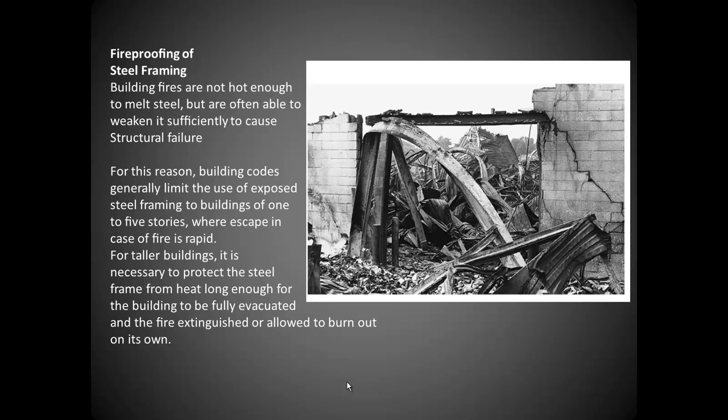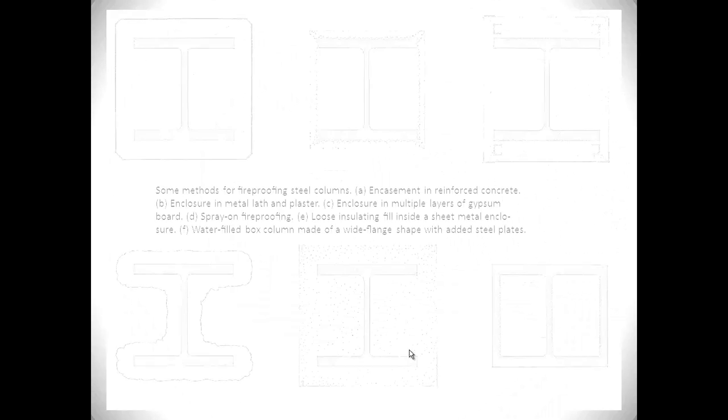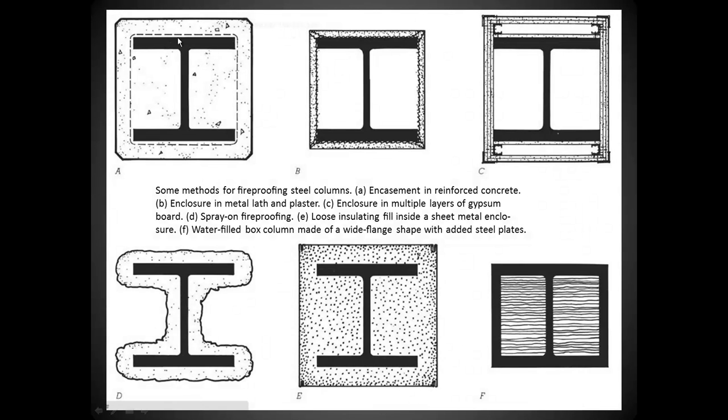But building codes generally limit the use of exposed steel framing to buildings of 1 to 5 stories, and where there's taller buildings we need to put fireproofing onto the steel, and that can be accomplished in a number of different ways. Exposed steel can be encased in concrete. It can be enclosed in metal lathe and plaster, similar to this. We're looking at a plan view. It can be enclosed in multiple layers of gypsum, which we see quite often in columns and beams. So if you see a column in a building that looks like it's just gypsum, most times you're going to find there's a heavy steel beam behind there.